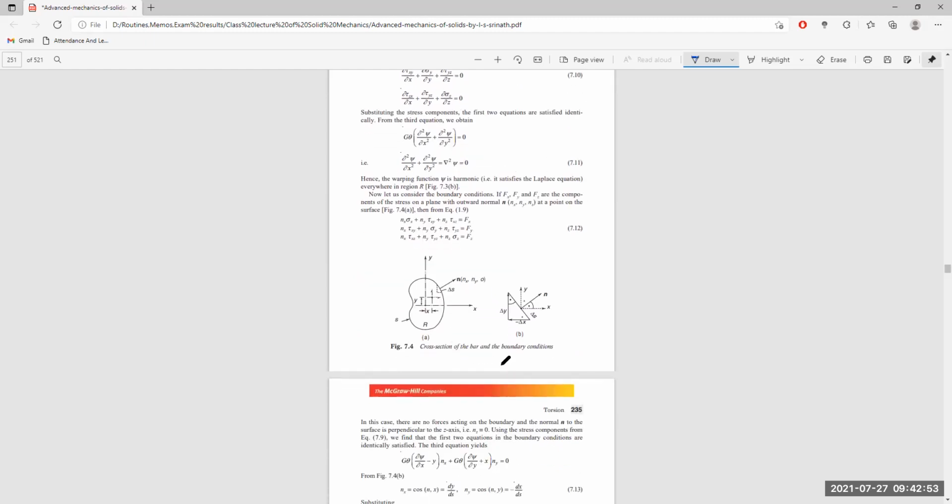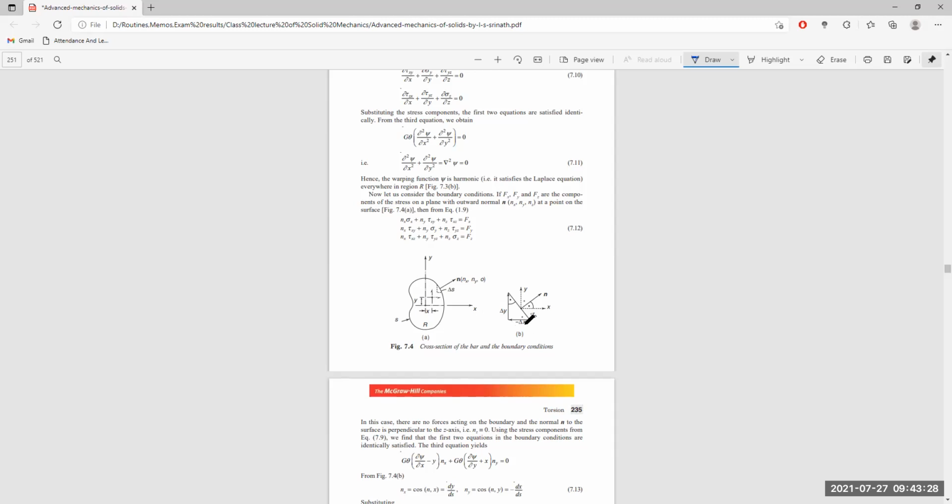So what will happen here? What is shown in this figure is an irregular shape, not circular, not rectangular, anything like this. We have a point here whose x and y coordinates are given. On this surface, n has direction cosine nx along the x-axis, ny along the y-axis, and 0 along the z-axis itself.